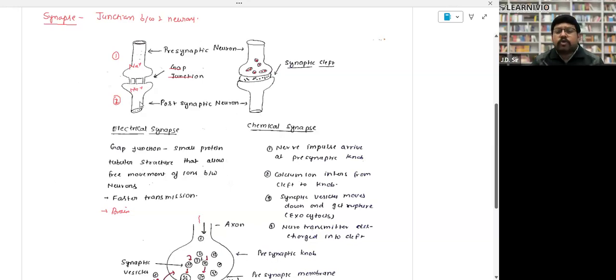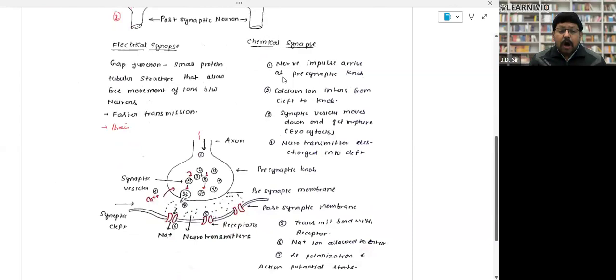But most of the body's neurons have the chemical synapse. So this is again the presynaptic neuron and this is the postsynaptic neuron. The gap between them is called the synaptic cleft. Remember, gap junctions are found in the electrical synapse and synaptic clefts are found in the chemical synapse. Here, they are not physically connected with each other. Now, how does the transmission of nerve impulse take place in the chemical synapse, right?